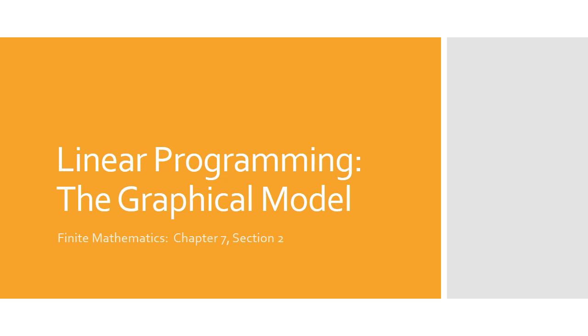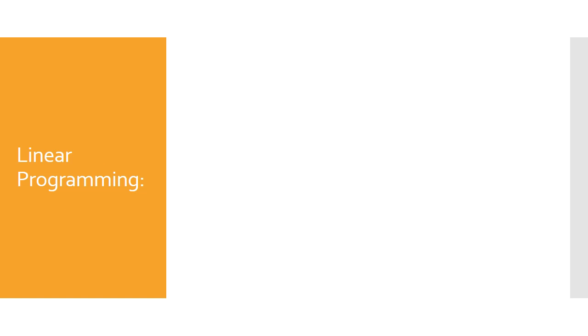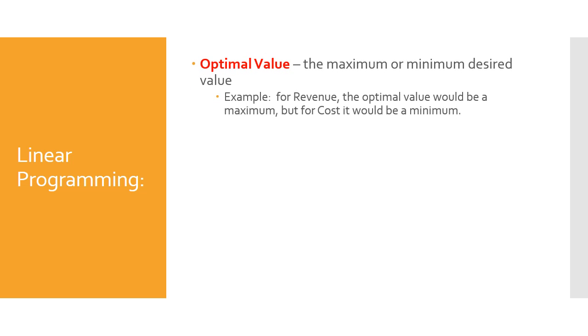Okay, Finite Mathematics, Chapter 7, Section 2, Linear Programming, the Graphical Model. There are a few terms you need to be aware of. The first is optimal value.